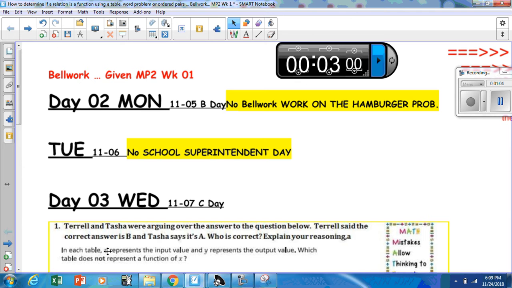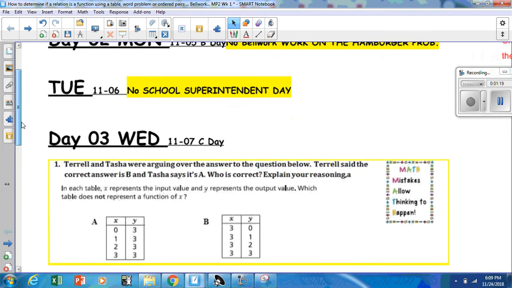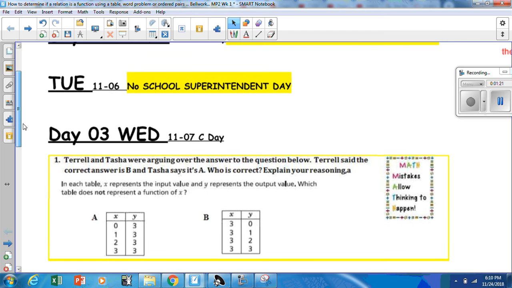On this particular week, Monday, we finished up the hamburger problem. On Tuesday, we had Superintendent's Day. So our first real day of Bellwork was on Wednesday. So let's take a look at it. Now you're going to read it to yourself as I read it aloud, of course.